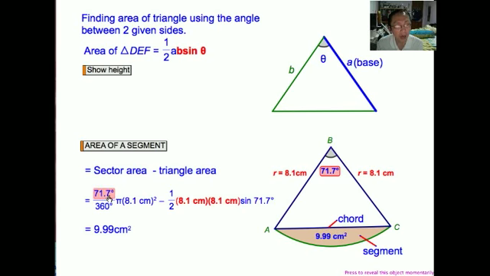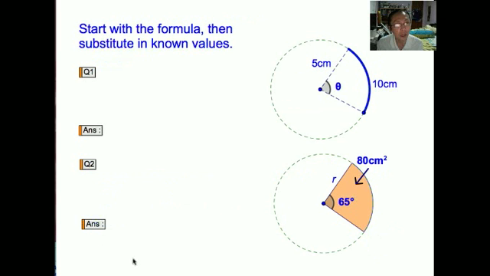The sector area is found by taking the angle over 360 times pi r squared, minus the area of the triangle, which is found by the above method, half the product of the two sides times the sine of the angle in between. This gives us 9.99 cm squared in this case. Let us now take a look at some more examples.